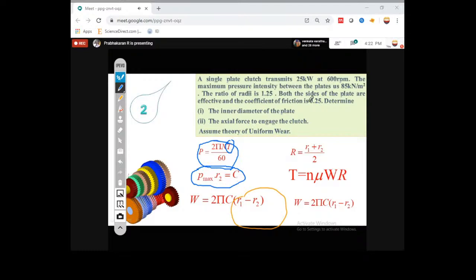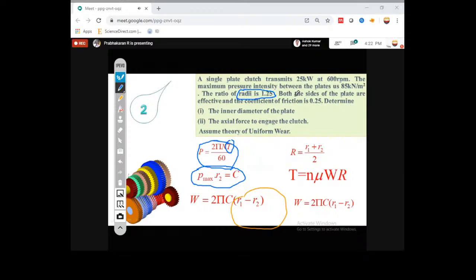Next, the ratio of radii, so radii means the radius. You get the higher value 1.25. If it is the higher value, then the outside diameter will be higher. So the 1.25 explains R1 by R2. Because it is a higher value, definitely the outside value will be higher.